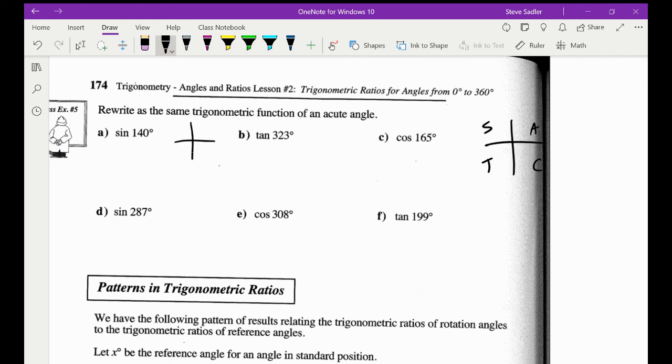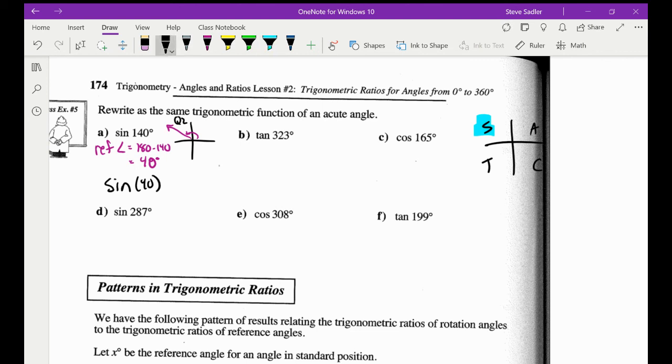So in this case, we have sine of 140. 140 is kind of out here somewhere. So we know the reference angle is going to be 180 minus 140, which is 40 degrees. So we can rewrite this, sine 140, as sine of 40, and because it's in quadrant 2, Q2, that's where sine is positive. So we can just leave that as sine of 40, and that should give us the same value.